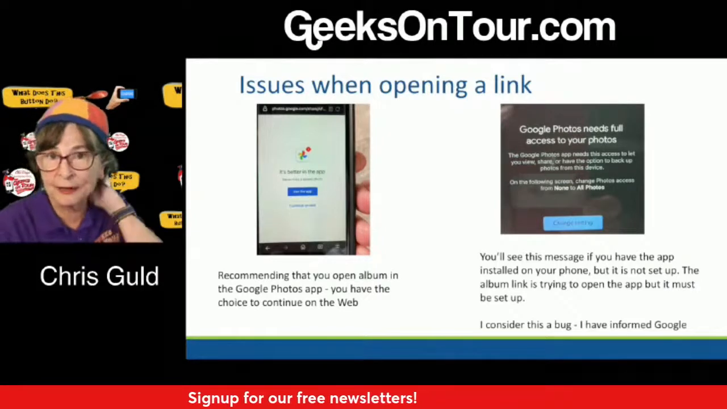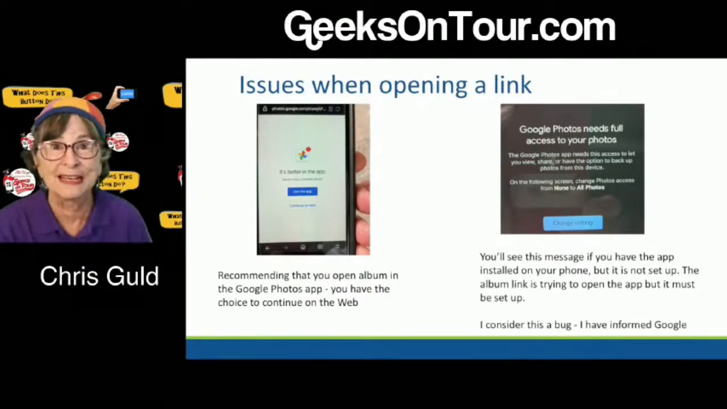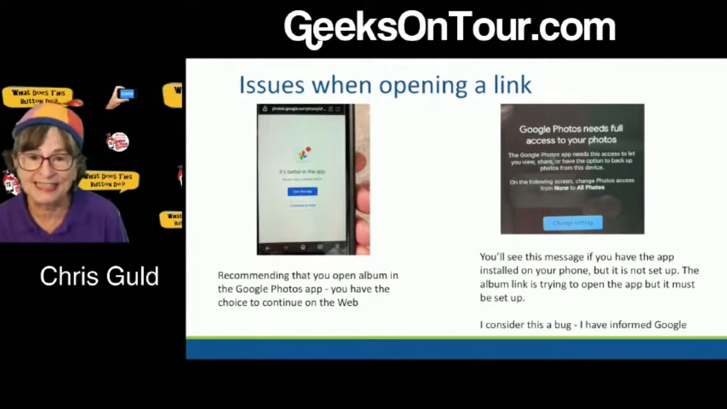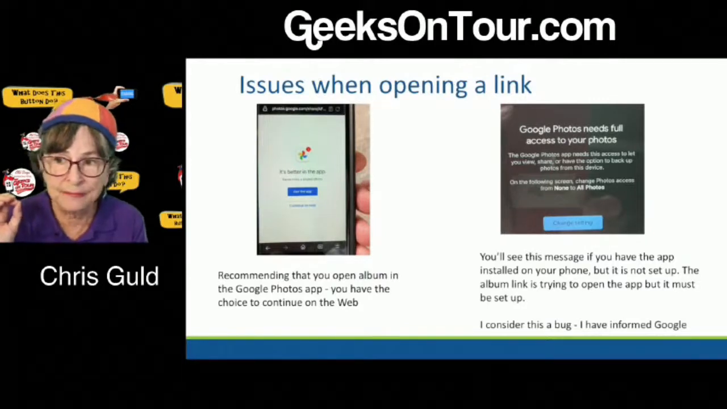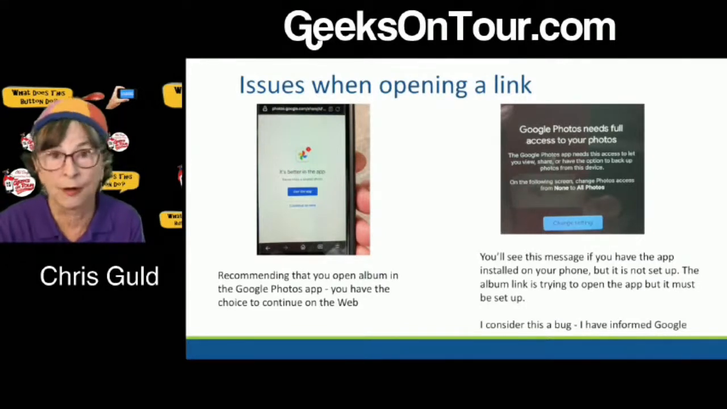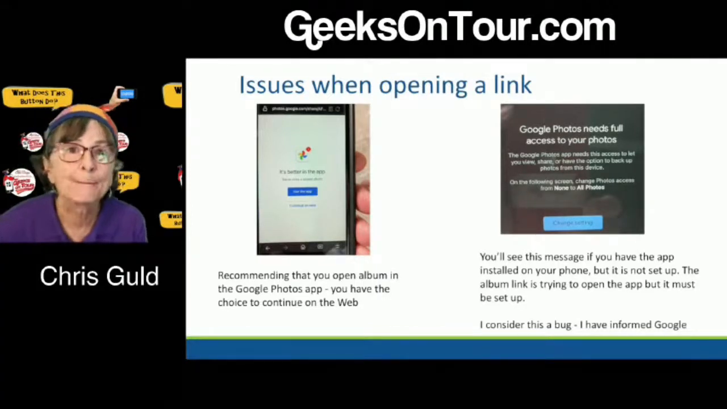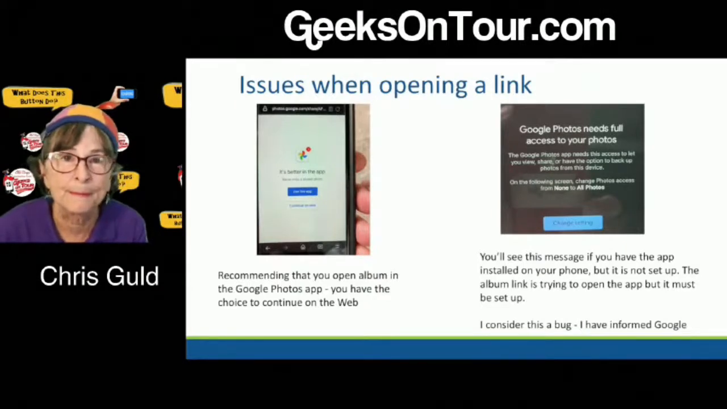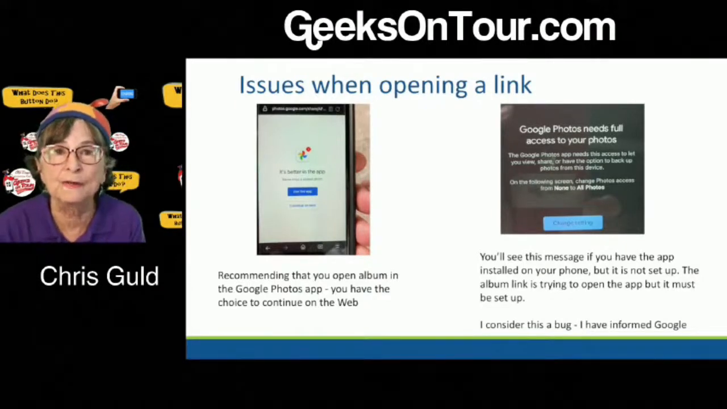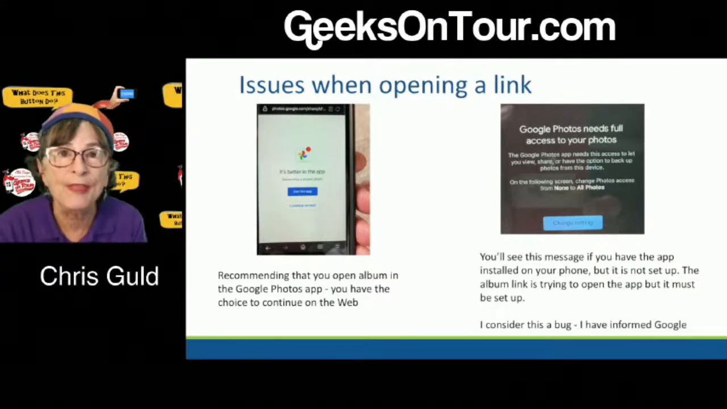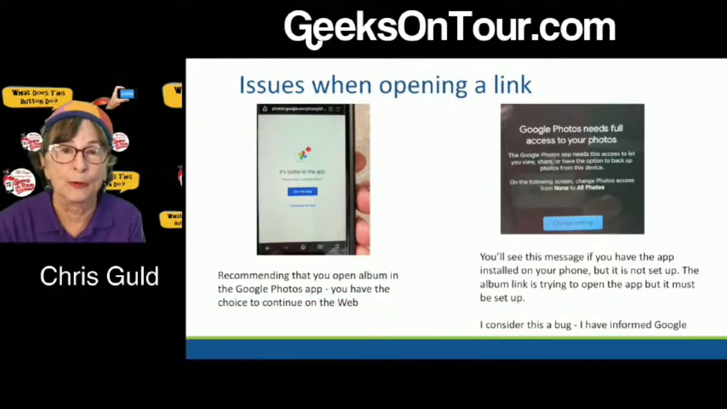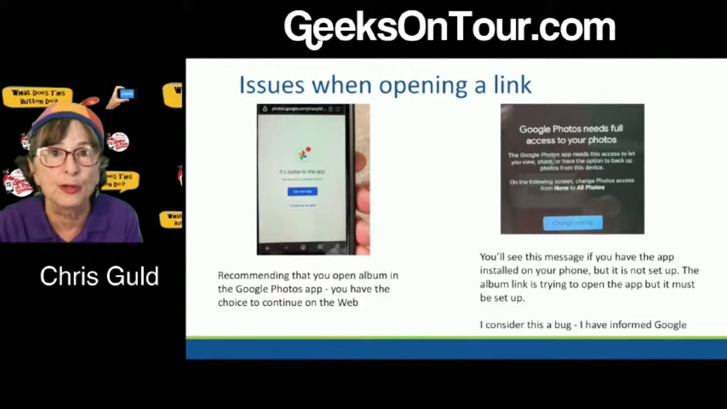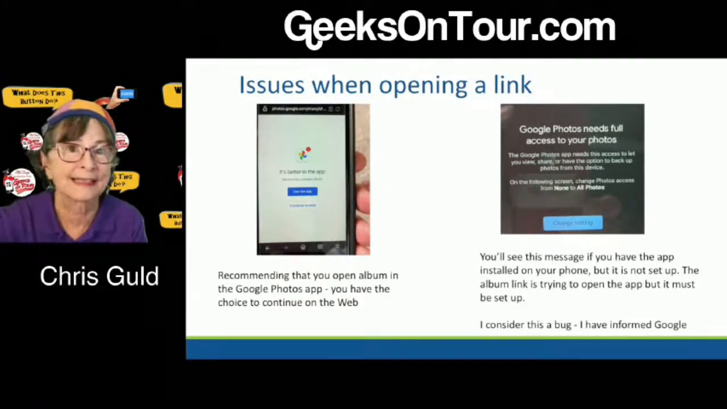But then somebody showed me the message on their phone, and it took some investigation. What I figured out is this was somebody's phone, it happened to be an iPhone, and they had the Google Photos app installed, but they had never opened it and set it up. When they clicked the link to view my album, it tried to open that link in the Google Photos app. And in order to open the app, it had to go through these installation steps to access their photos.